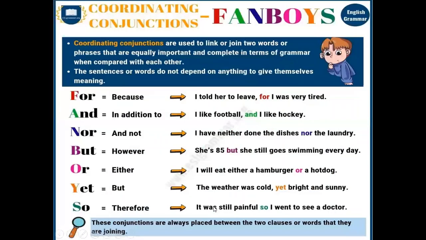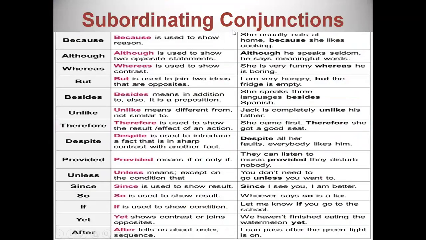So now again, we'll just see. You can see subordinating conjunctions: because is used to show reason. She usually eats at home because she likes cooking. Although is used to show two opposite statements, like although he speaks seldom, he says meaningful words. Whereas is used to show contrast. But is used to join two ideas that are opposite: I am very hungry, but the fridge is empty. These are two opposite ideas. Besides means in addition, like she speaks three languages besides Spanish.